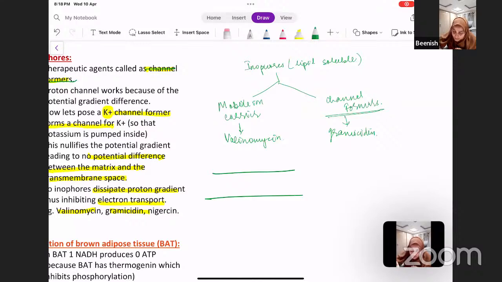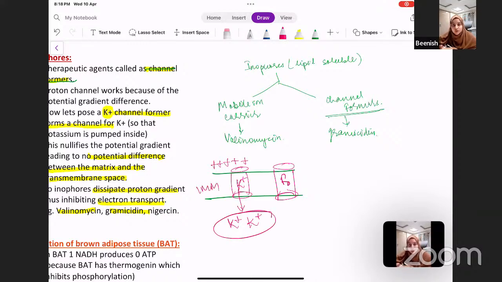So it is something like this. If I draw a diagram, this was your F naught, which was supposed to work, but because of this ionophore, what happened? It formed a potassium channel. So this potassium, via the potassium channel formed by this ionophore, will enter into the matrix, and thus the positive charge here is dissipated.